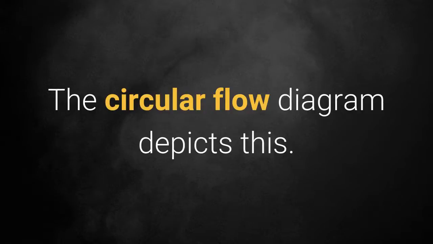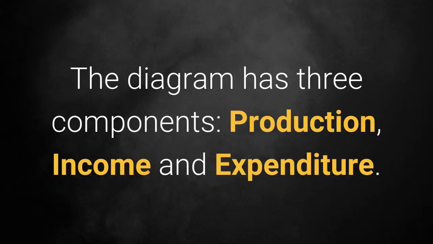The circular flow diagram on page 110 of your text depicts this. Have a look at the diagram while you are listening to this recording. As you can see, the diagram has three components: production, income, and expenditure.